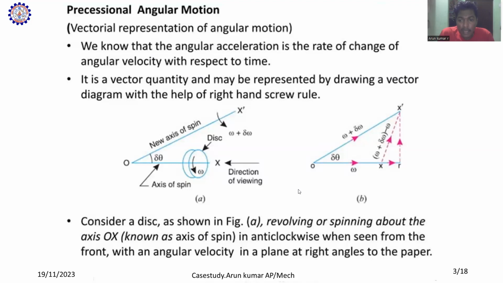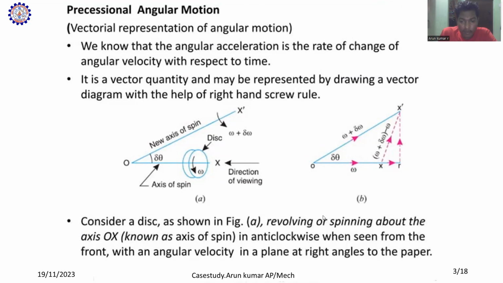Here, the axis OX of the space diagram is represented as OX in the vector diagram, that is denoted as omega. Similarly, OX dash in the space diagram, we represent in the vector diagram. Here, OX dash is called my velocity diagram, that is omega plus del omega. Similarly, joining X dash and the R, we get omega plus del omega minus omega. Consider this figure as shown.